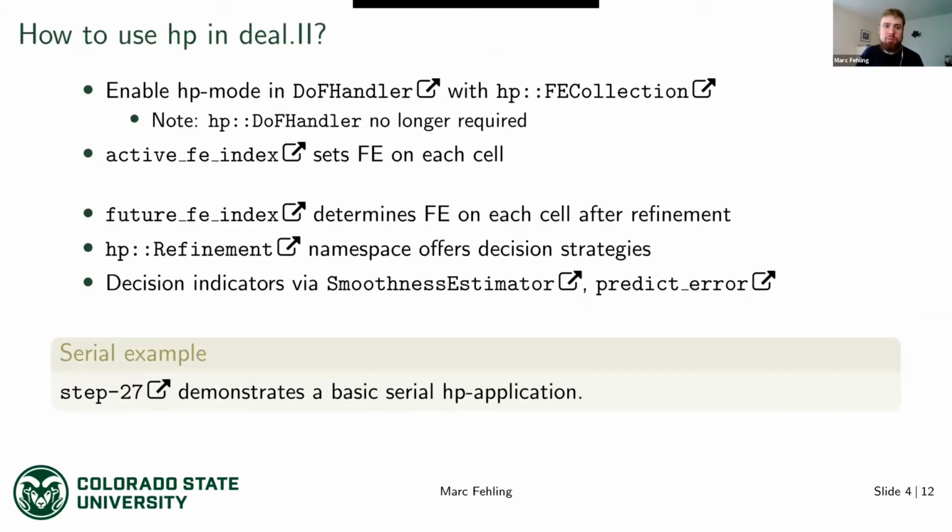What you basically need to do is provide an hp-FE collection object, which is a collection of different finite element objects, and register that with your DoF handler object by calling distribute_dofs. And then, using active FE indices, you assign different finite elements to certain cells. So each cell has an active FE index, which points to the position in your FE collection. That's how you basically use hp, an hp distribution of your mesh.